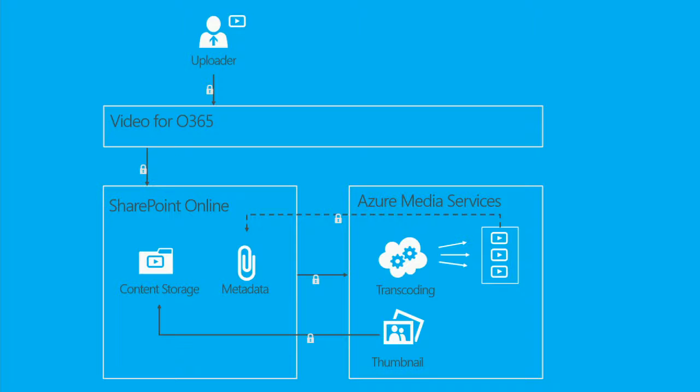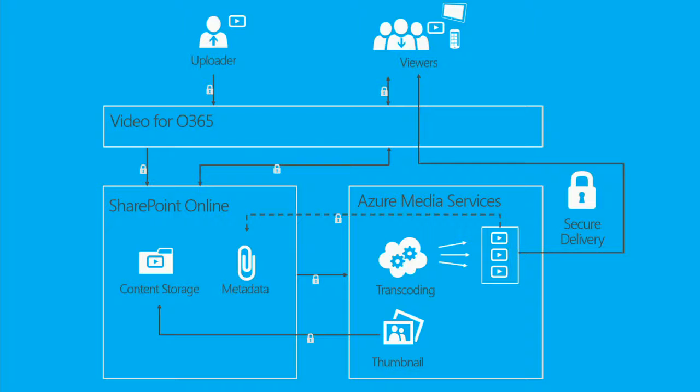Now, if a viewer comes along and wants to view the video, they're going to authenticate through Video for Office 365 through to SharePoint Online. We're going to make sure that they have the rights to view this specific video in this specific channel. And we're going to send back to them that URL so that they can stream the video themselves. We're going to send it back to their player, and we're going to send back a token so that they can decrypt the content that we're going to be sending through Azure Media Services. So then the video streams directly from Azure down to the viewer, and it's using this secure delivery concept where the video itself is encrypted and the player has the key to decrypt the content.